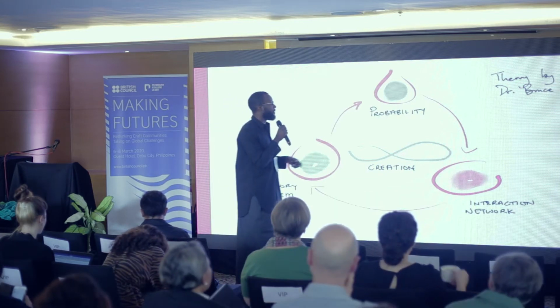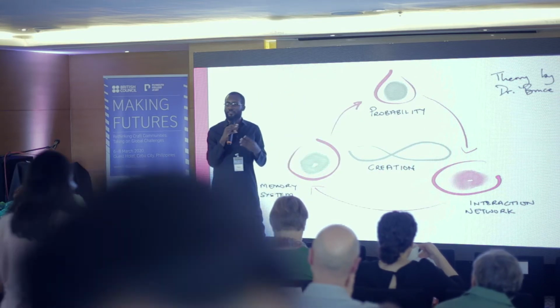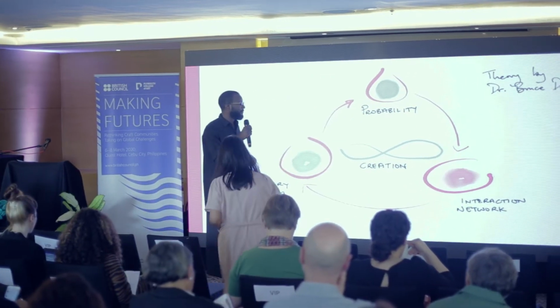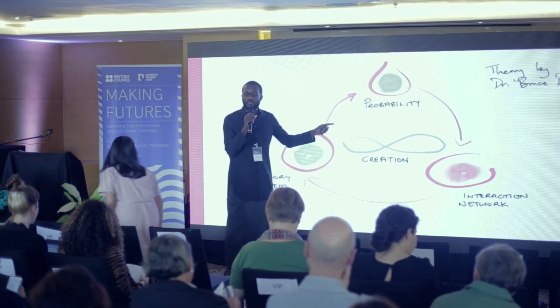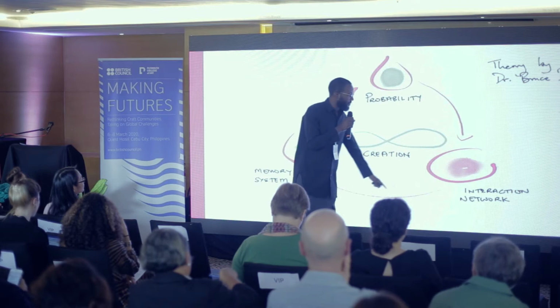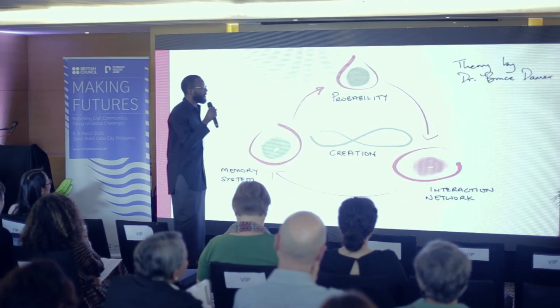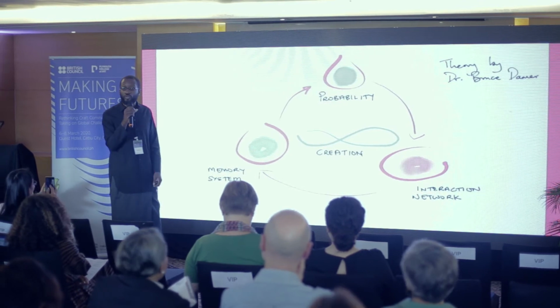So we start off with probability. That means that you need to have a space for things to be able to interact in the first place. So that means you need some kind of stable environment. And then you need them to interact. So there has to be an interaction network or a framework for that interaction, so rules.